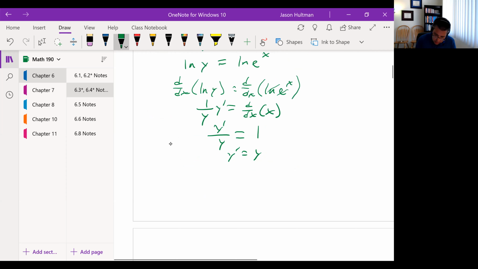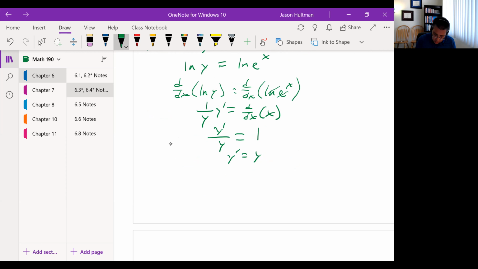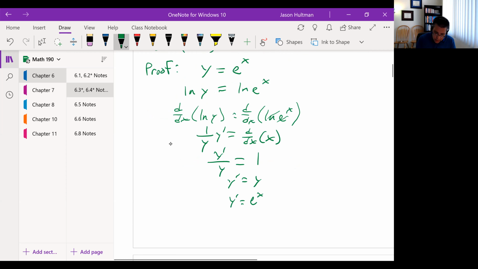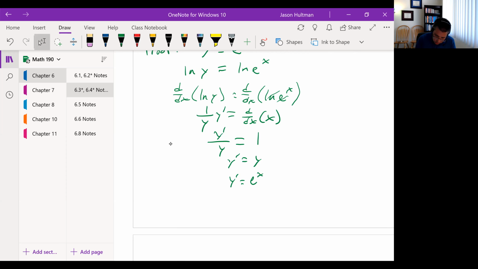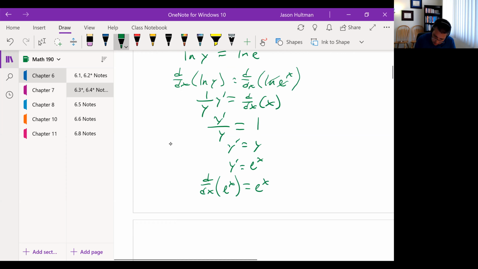So then this tells me that y prime is equal to y. That's interesting, that the derivative is the original function. y prime is equal to e to the x. So we started with y equaling e to the x, and we ended up with y prime equals e to the x, and so we showed that d dx of e to the x is equal to e to the x, and I'm going to put a little box there.